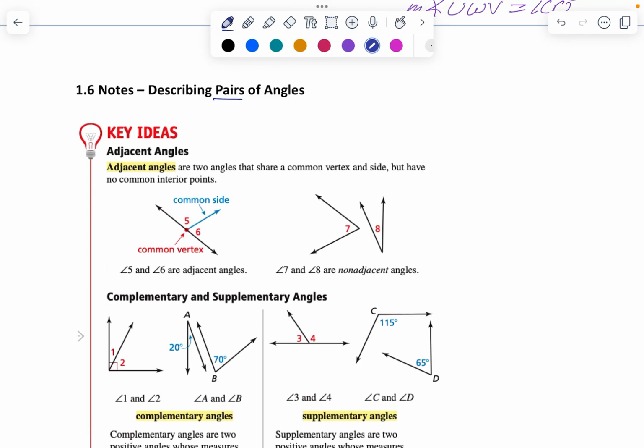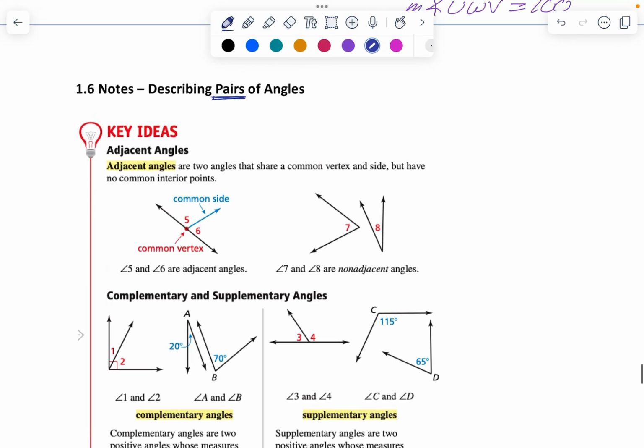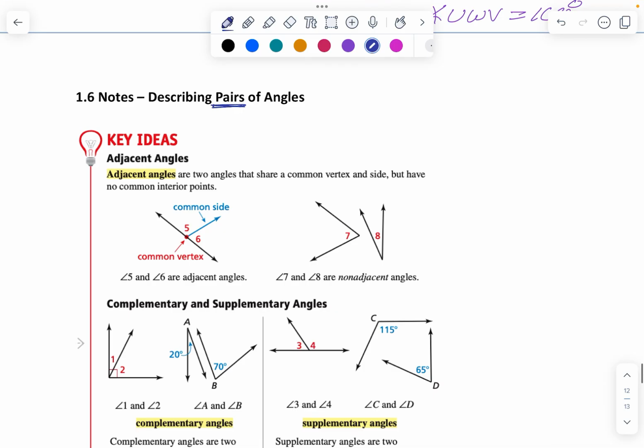Today we are going to be talking about different pairs of angles. So yesterday, if we remember, when we talked about the angle addition postulate, those angles were right next to each other. And we talked about the fact that they shared a common side. And so they looked a lot like this. We could definitely add angle 5 plus angle 6 to equal that whole straight angle. And so they have a common side.